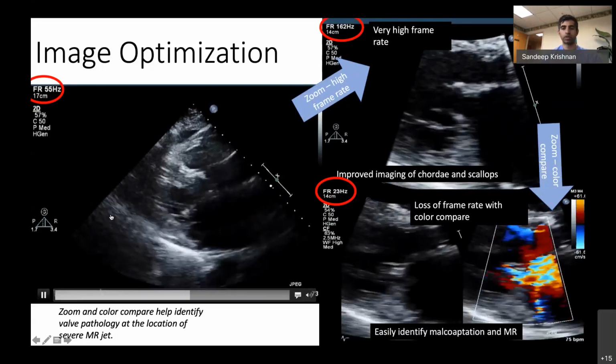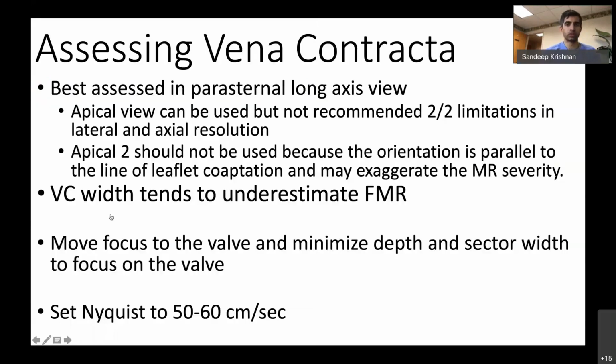So there are a lot of opportunities when you're doing your exam to really go through and think about what it is that you're seeing and how you can show it differently. Vena contracta is best assessed in the parasternal long axis view. Really try not to do it in any of the apical views, especially the apical two-chamber view. Try to move your focus knob and minimize your depth and sector width to focus on the valve, and always make sure your Nyquist is set to 50 to 60.